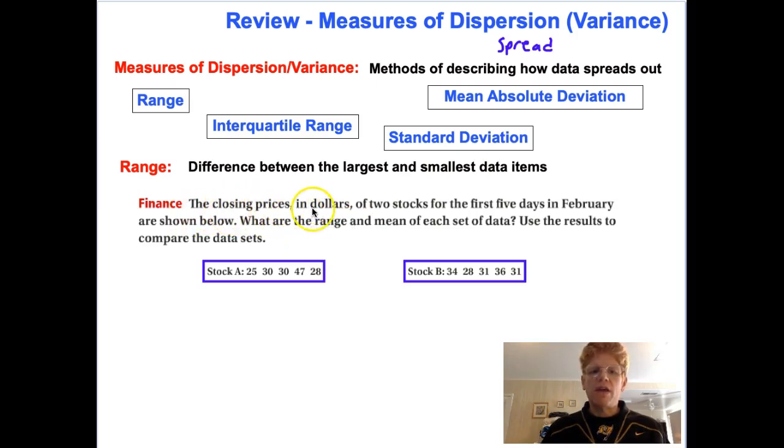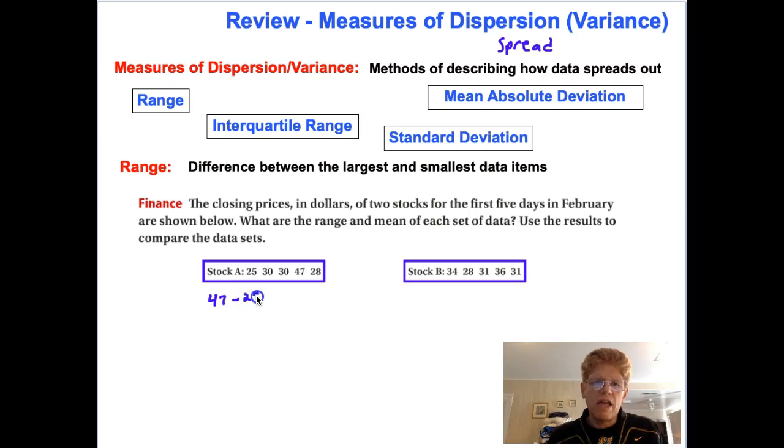The closing prices in dollars of 2 stocks for the first 5 days in February are shown below. So these are our closing prices. What are the range and the mean of each set of data? Use the results to compare the data sets. So here we go. We'll find our range first. We want to find our largest and smallest numbers. Well, our largest number is 47, right? So we'll put that in there, 47. And then our smallest number is 25.